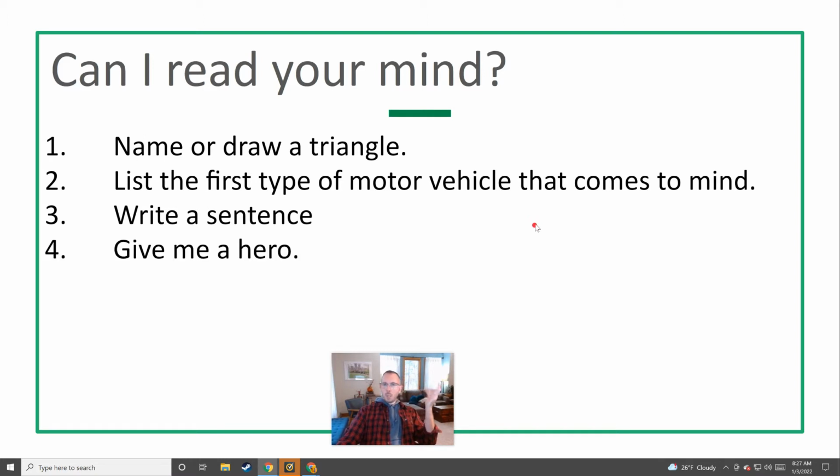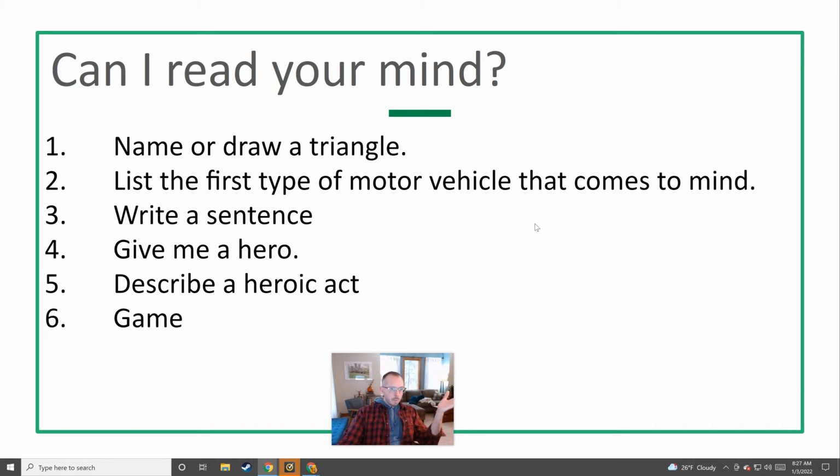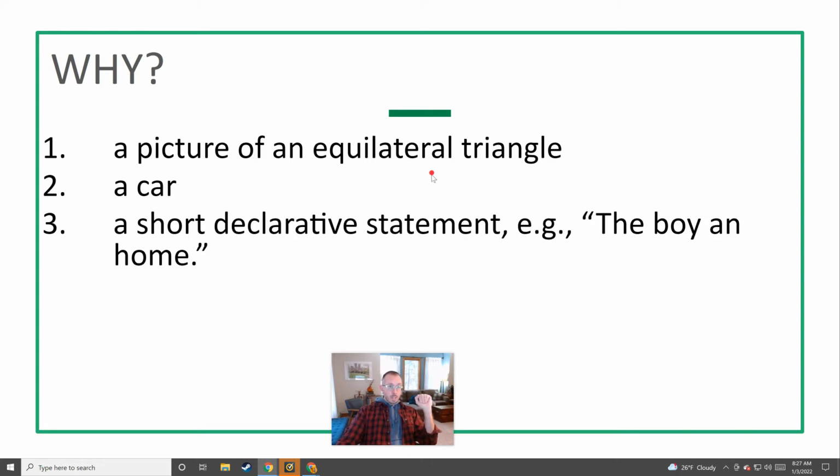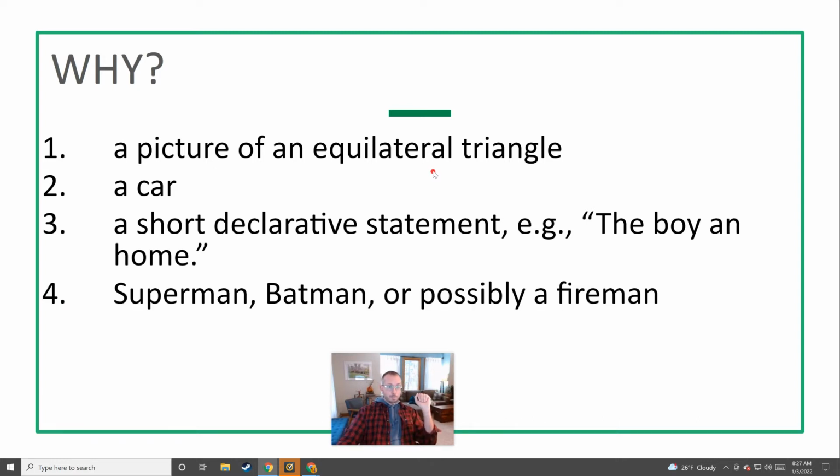Name a hero, any hero, just the first thing you think of. Describe a heroic act. In your head, think about it. Give me a game. Now, if your picture for a triangle was an equilateral triangle, but you thought of a car for your motor vehicle, I bet you wrote a short declarative sentence and not a question. I bet you thought Superman, Batman, fireman, considering what just came out, maybe Spider-Man.